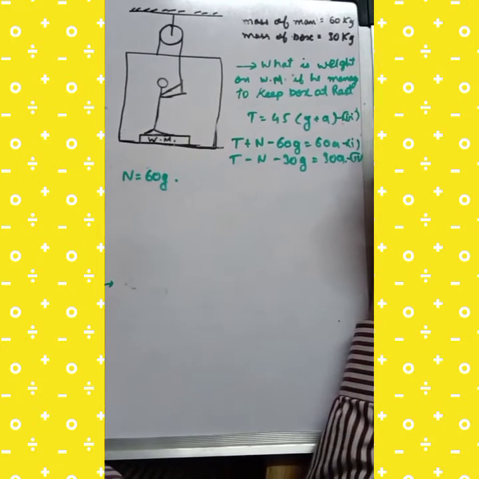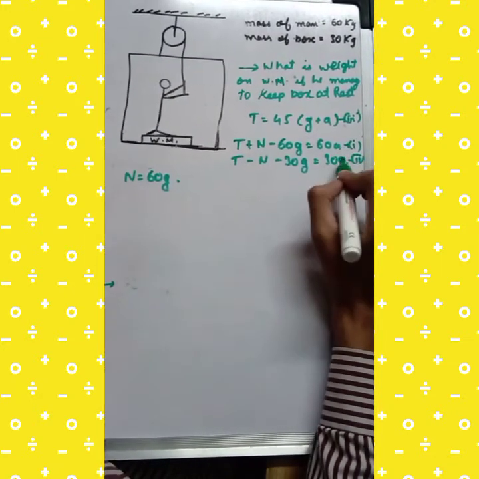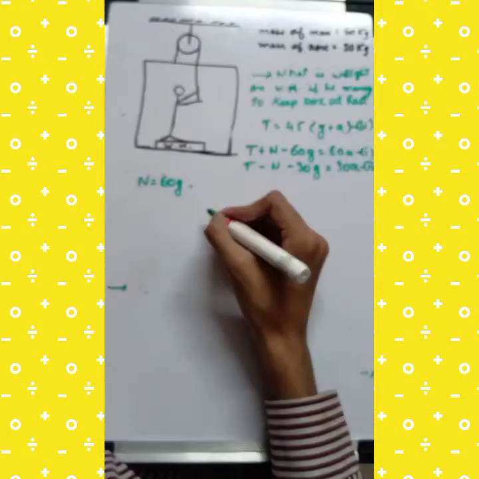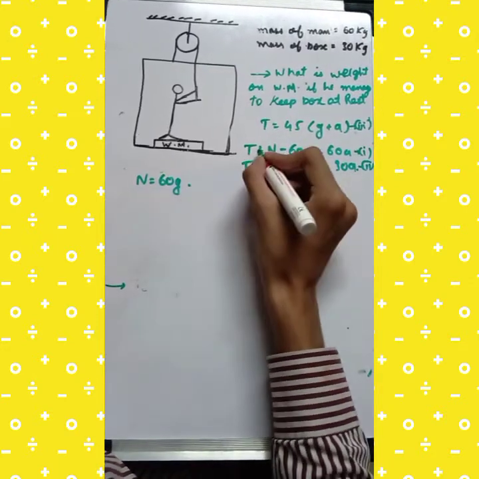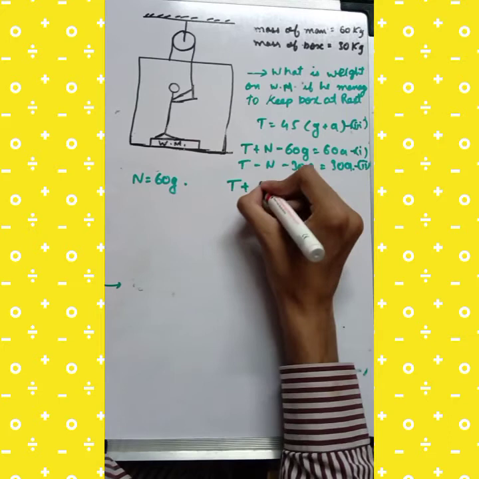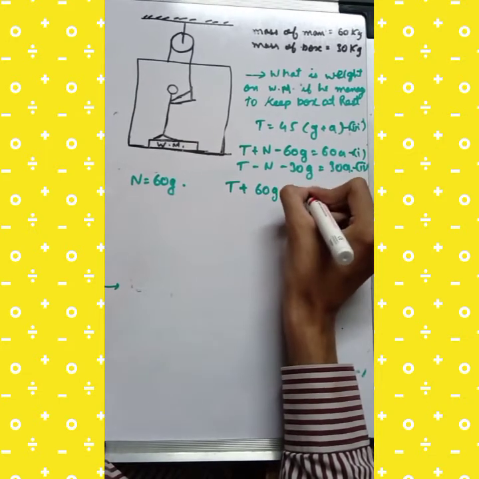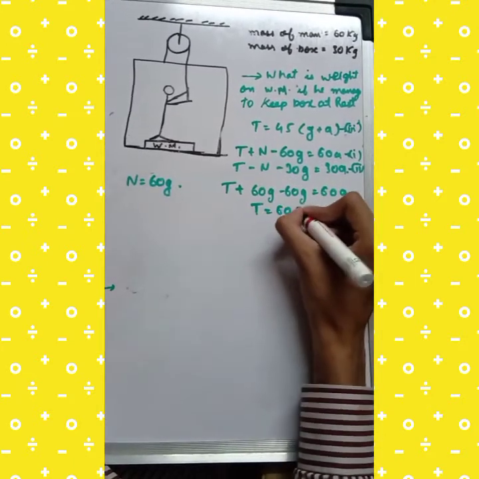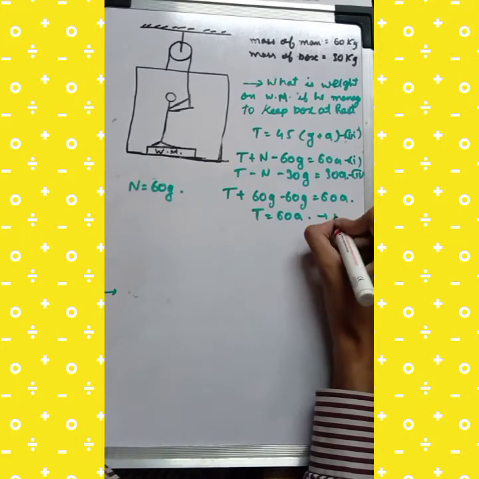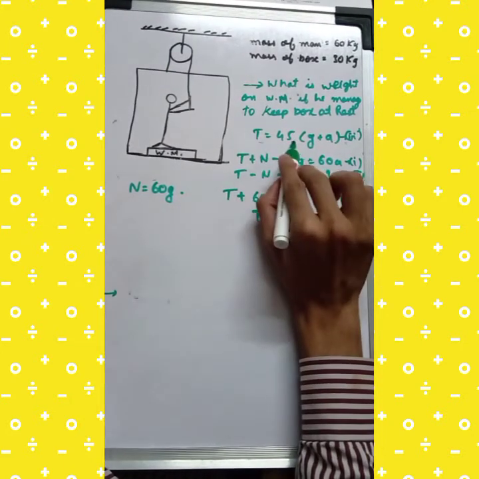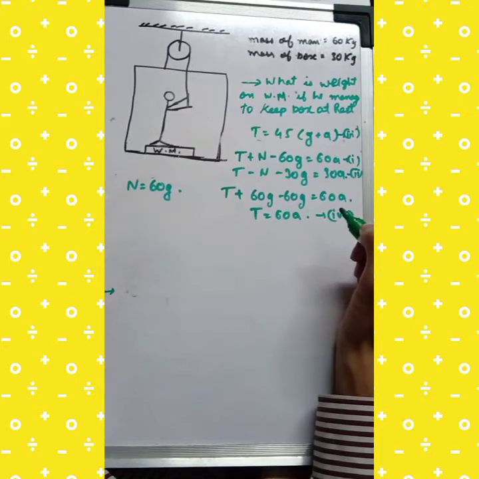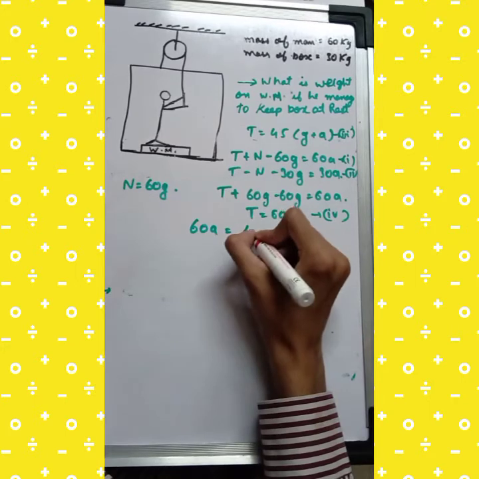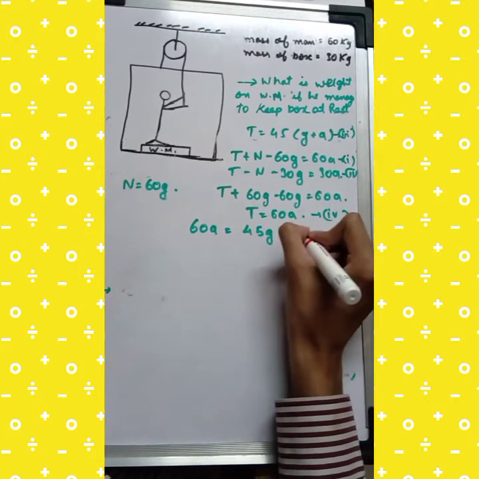We have obtained these three equations so far. These are the FBD equations, and this is T in terms of a. And we know that N is equal to 60g. So let us put this in the first equation. T plus 60 into g minus 60 into g is 60a. So this gets cancelled and we get T is equal to 60a. Let us call this equation 4. We can see T is equal to 45 into g plus a and T is 60a, so we can equate them as they are the same. So 60a equals 45g plus 45a.